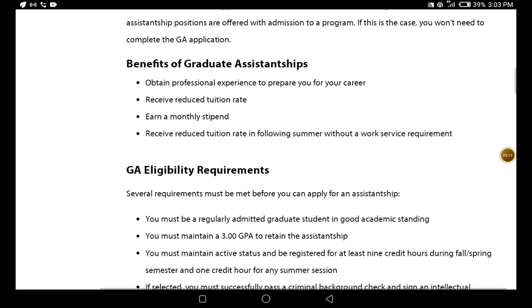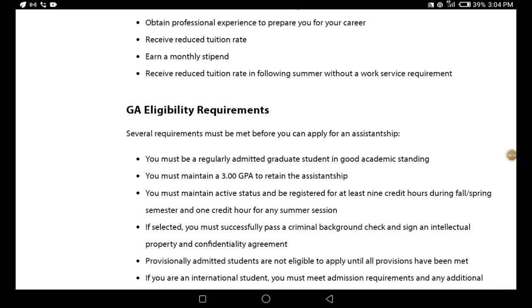Okay, so now here you have the requirements or the eligibility that you need to make sure you actually meet to get the graduate assistantship at this particular university. It is not just about getting the graduate assistantship, but also understanding what you need to meet to get into this. You must be a regular admitted graduate student, which means you must have applied to a program. You must maintain your 3.0 GPA to retain the assistantship when you finally get it.